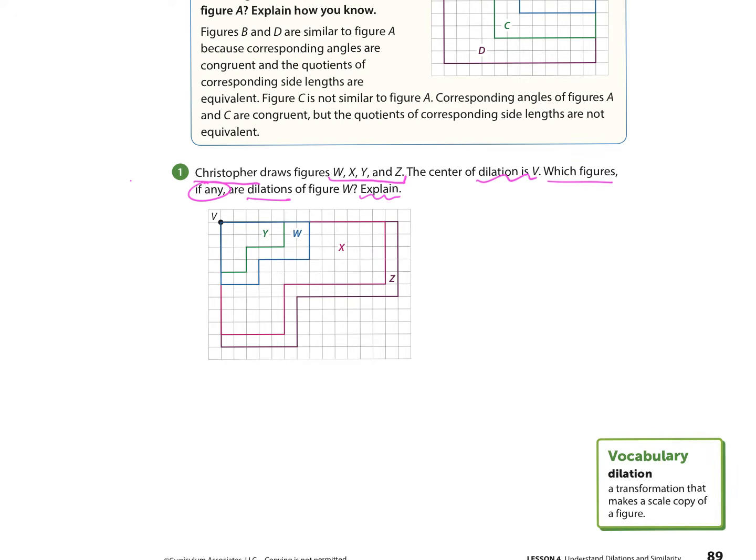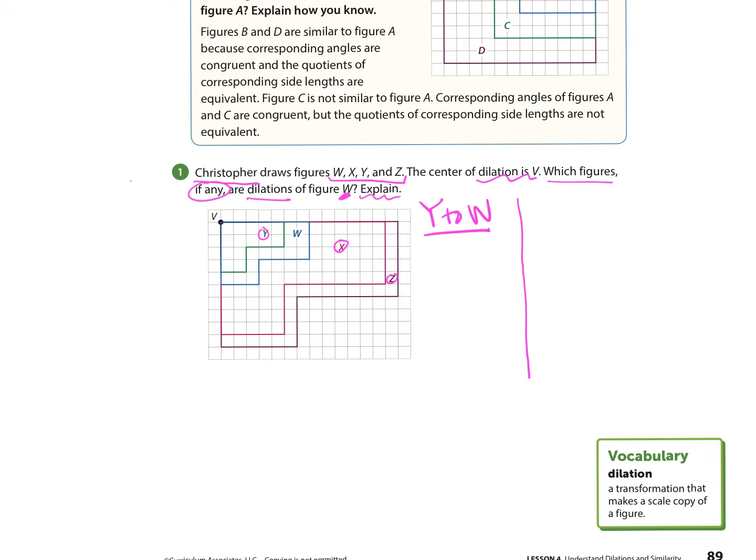Okay? So, the pre-image is W. So that's the one that we're going to be comparing everything to. So we have shape Y, the small one, we have shape X, and we have shape Z. So we're going to start with the small one. They didn't organize it. We have to do it ourselves. So we're going to compare figure Y to figure W. We're going to keep our work organized right here.